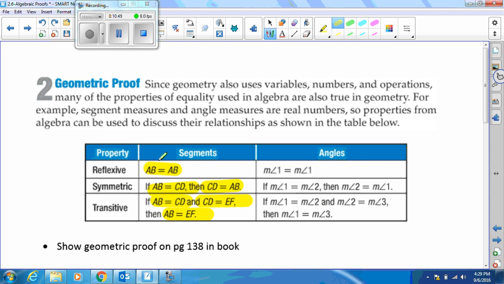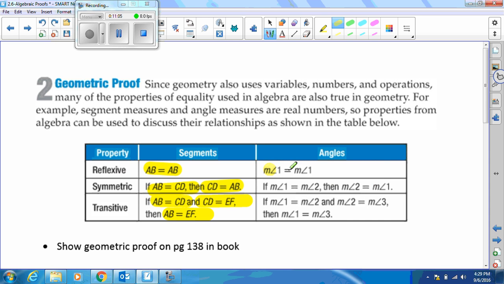Okay, so reflexive, again, it's equal to itself. Symmetric is just that I can switch it left to right on the equal sign. And then transitive, again, if you have two things equal to the same thing, you can cancel out that CD, which is the same. Same idea with angles.